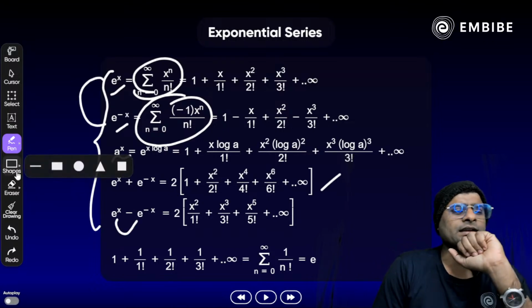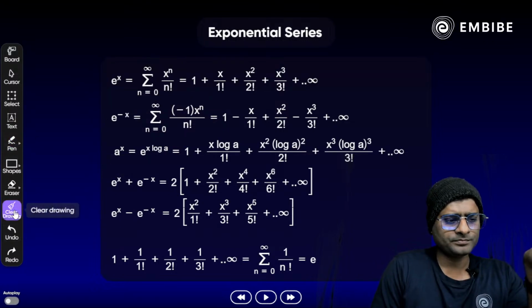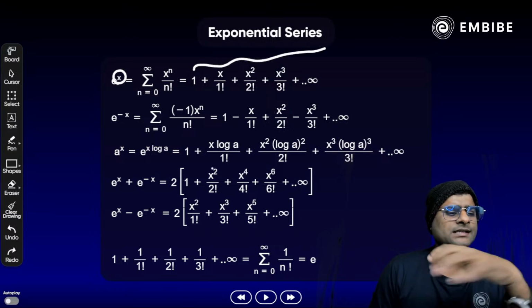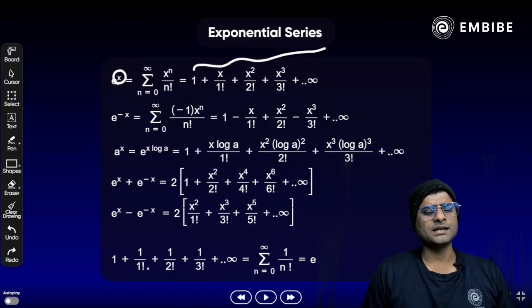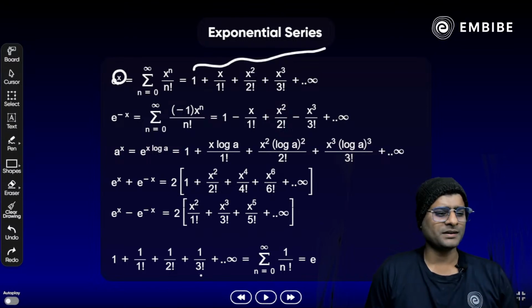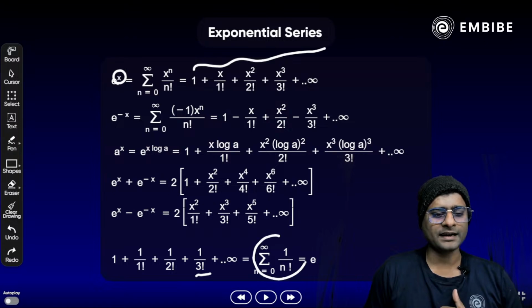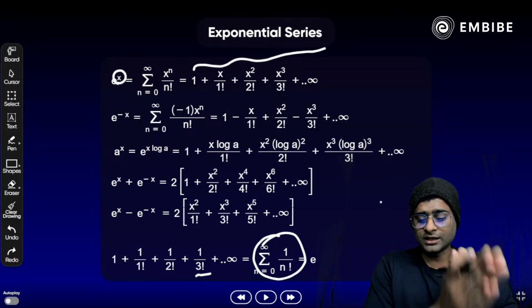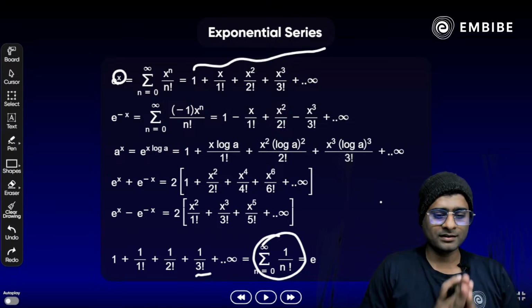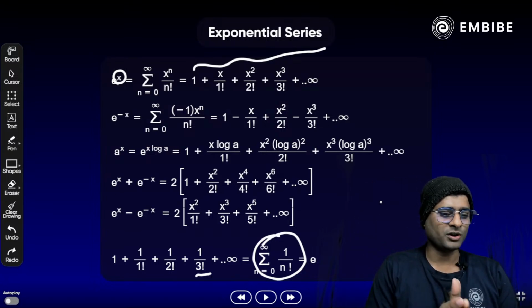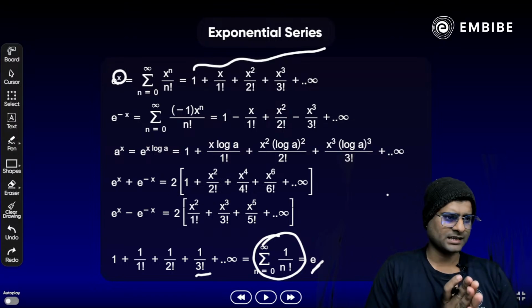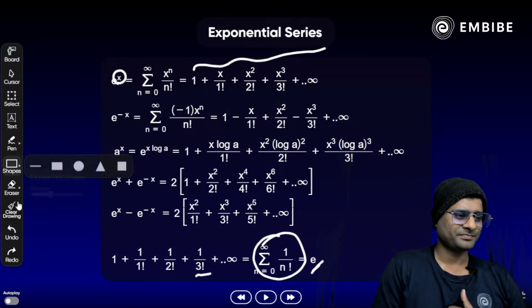Now look at it, in e raised to power x, if we substitute x equal to 1, what we get here is 1 plus 1 by 1 factorial plus 1 by 2 factorial plus 1 by 3 factorial and so on up to the infinity term. Once we collect it, it looks like summation, or sigma, n equal to 0 to infinity, 1 by n factorial, which is equal to e. This is very, very important. Remember this.